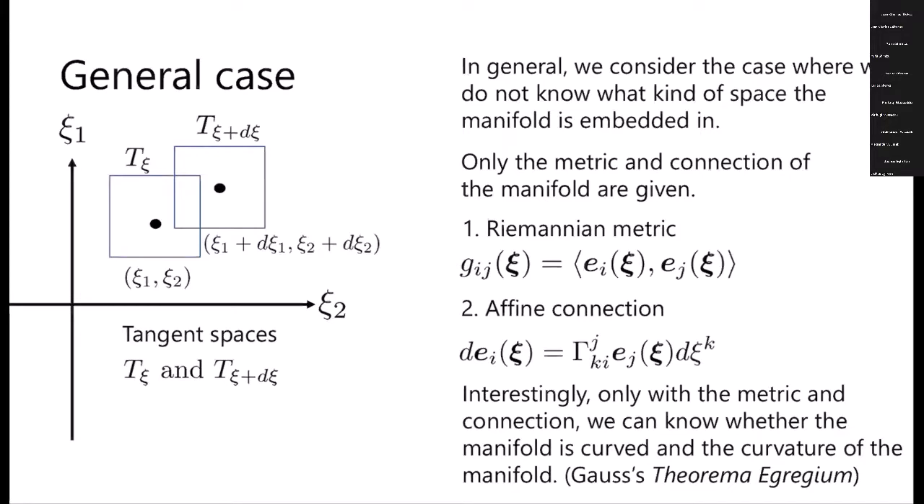So again, the Riemannian metric and the affine connection. And interestingly, only with this metric and the connection, we can know whether the manifold is curved, and the curvature of the manifold. That's sort of surprising, a theorem proved by Gauss.